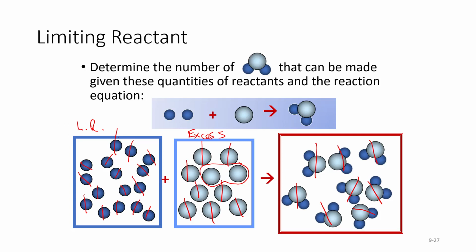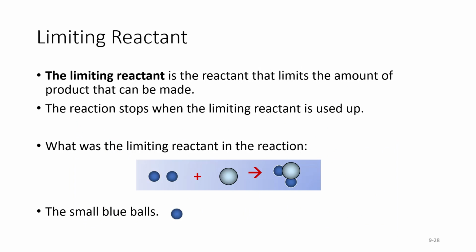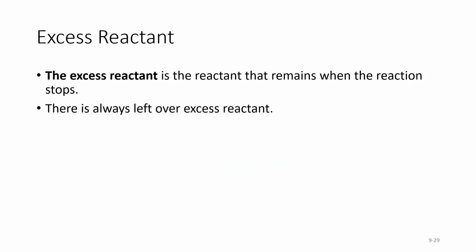The limiting reactant is the substance that we run out of in the reaction. If we added 4 more hydrogen, then we could produce 2 more water molecules because we have excess oxygen in order to be able to do that. So the limiting reactant, again, is the reactant that limits the amount of product that can be made. The reaction stops when the limiting reactant is used up. The excess reactant is the reactant that remains when the reaction stops. There is always leftover excess reactant.